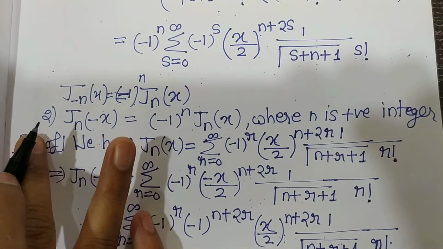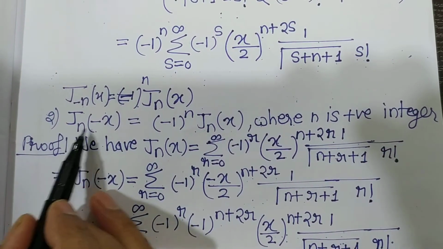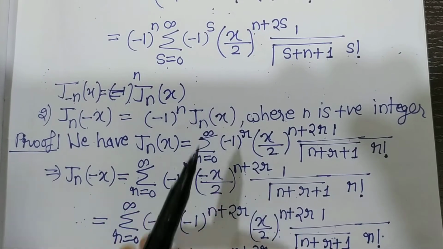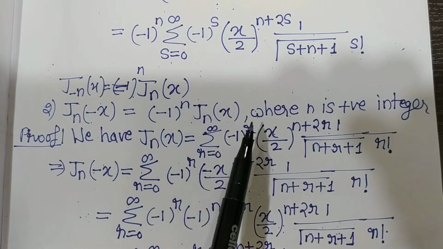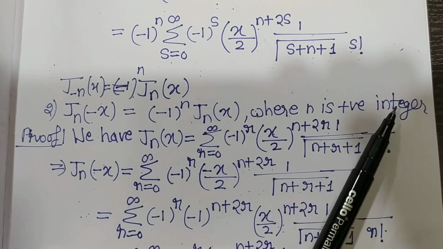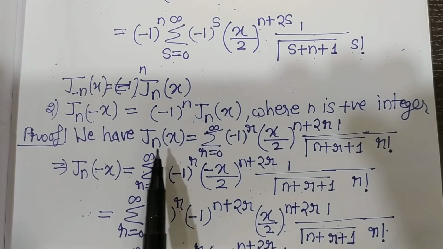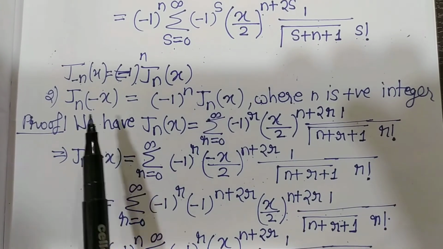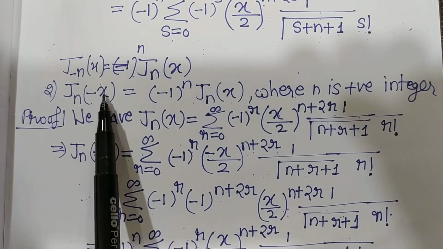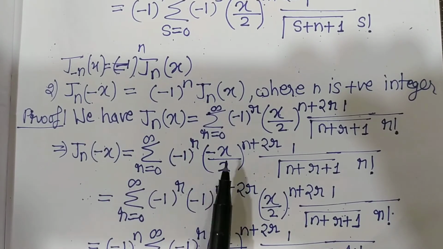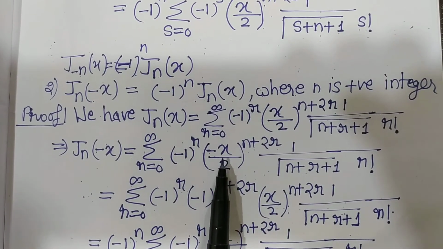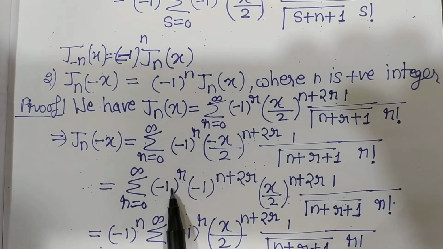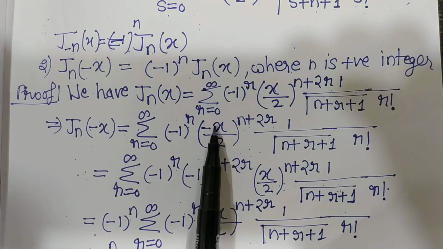Now the second property is Jn of minus x is equal to (minus 1) raised to n times Jn of x, where n is a positive integer. Again we start with Bessel's function Jn of x, and as we want Jn of minus x, we replace x by minus x. Now here we apply the law of indices. So minus 1 is one term and another term will be x by 2.